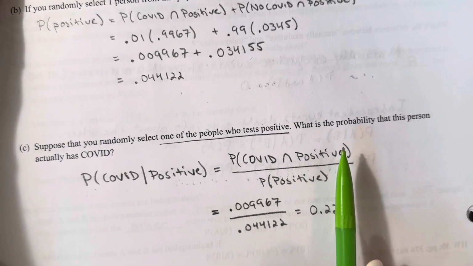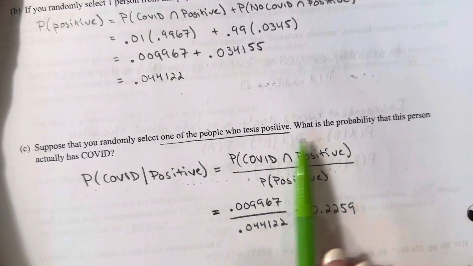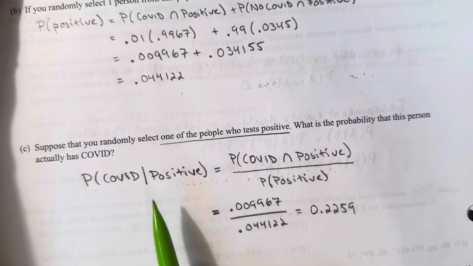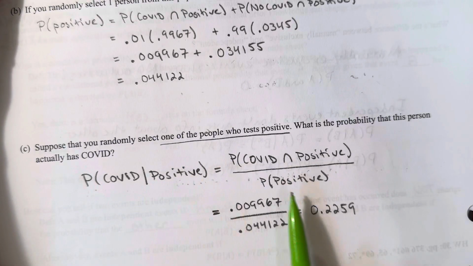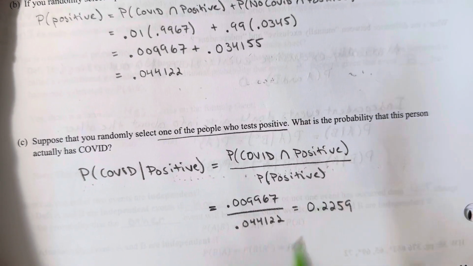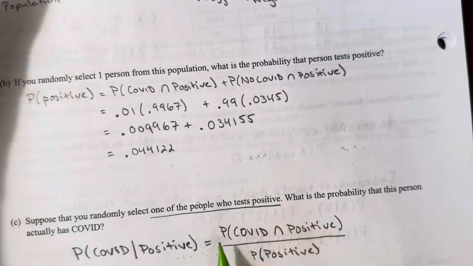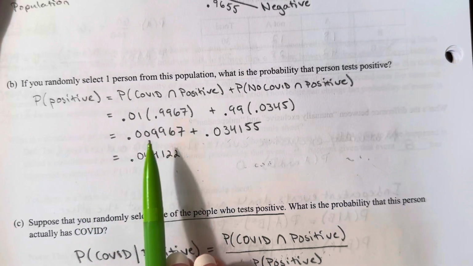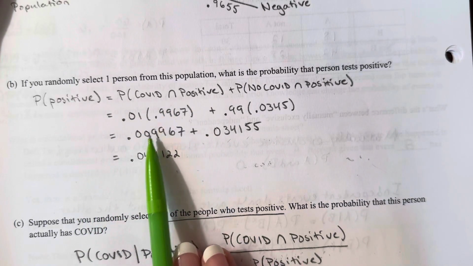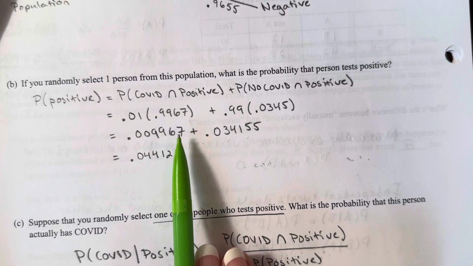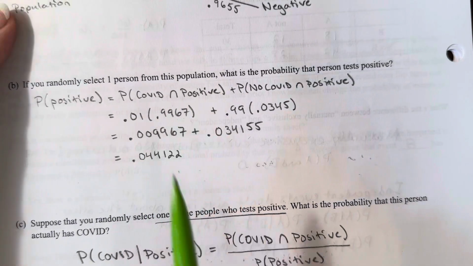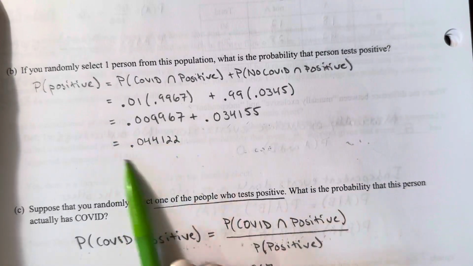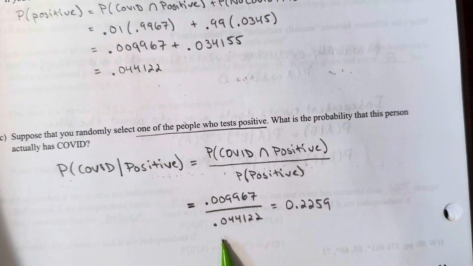And again, following our conditional probability formula, the probability of the intersection, so probability of COVID and positive, divided by the probability of our condition. The thing we already knew was that they tested positive, so divide by probability of positive. Now, we already calculated probability of COVID and positive while calculating the probability of positive. It was this product right here. So the 0.009967 represented probability of COVID and positive, so I'm going to insert that number. The probability of just being positive is what we calculated in part B.